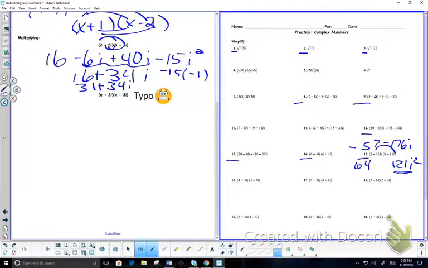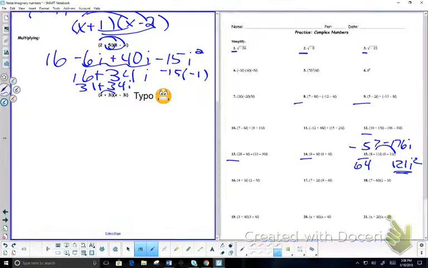Alright. Same thing. We're just going to multiply everything. So I got x times x, giving me x squared. I got x times negative 3i, which gives me negative 3xi. I got 3i times x, which gives me positive 3xi. I got 3i times negative 3i, which gives me negative 9i squared.